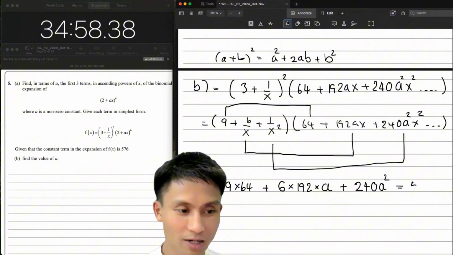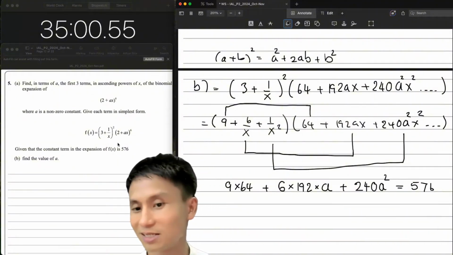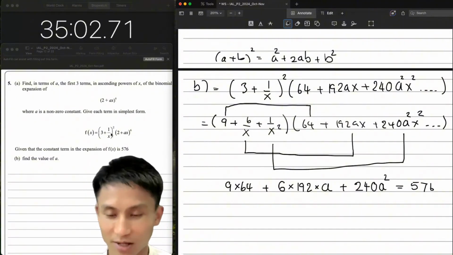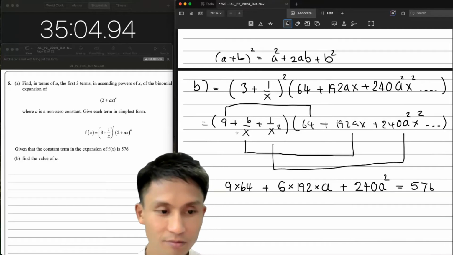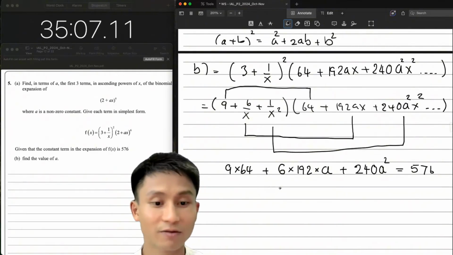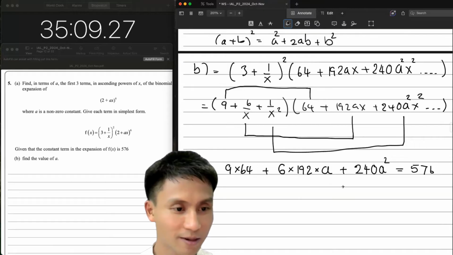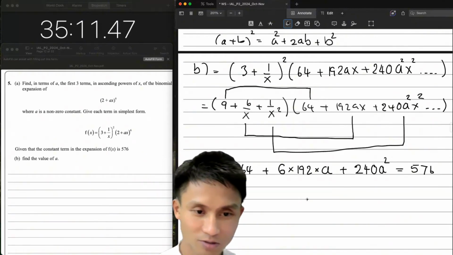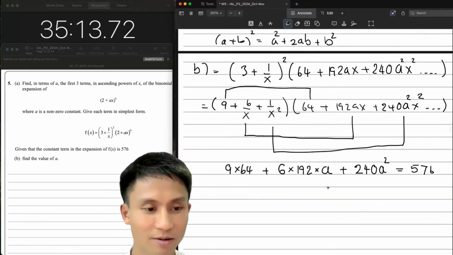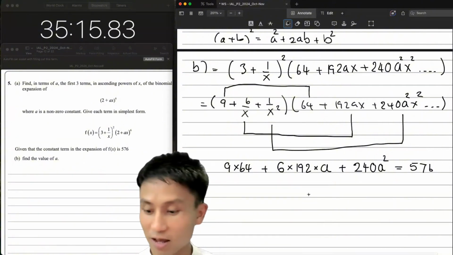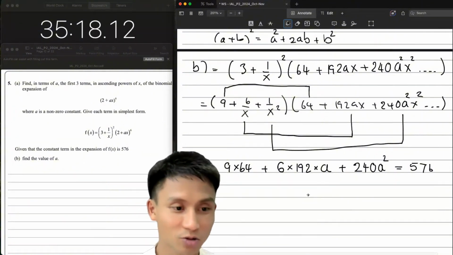And then we equate this to 576 because it is given here that the constant term sums up to that. Okay. And then we want to find the value of a. So this is quadratic, right? So can we simplify by anything? Because I don't have a quadratic solver in my calculator, so I need to do that.